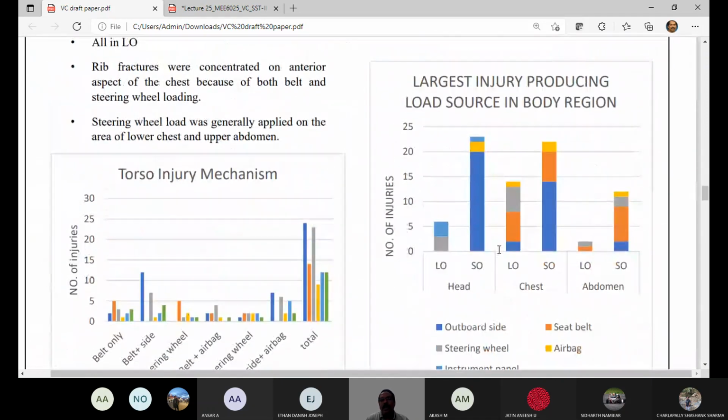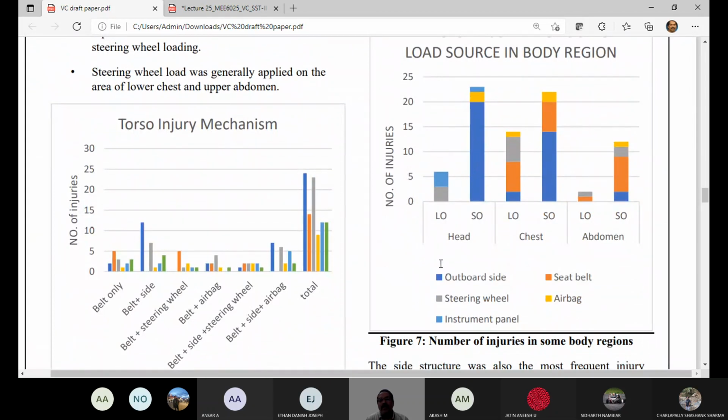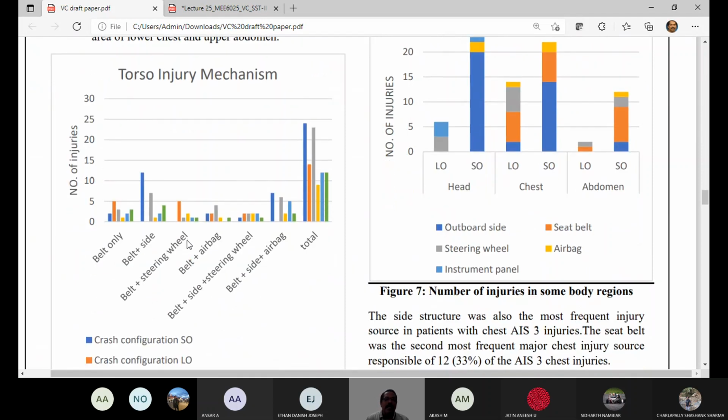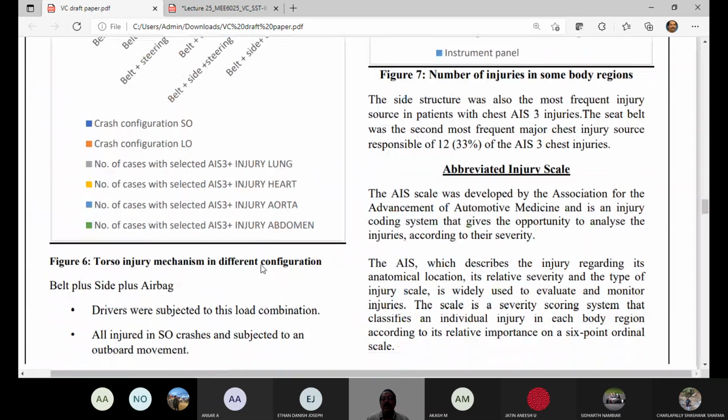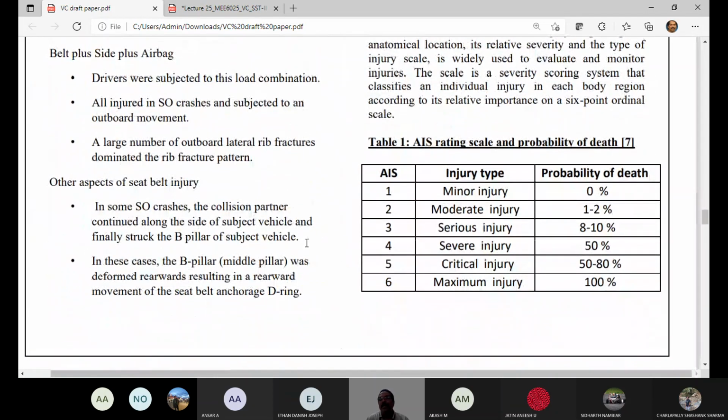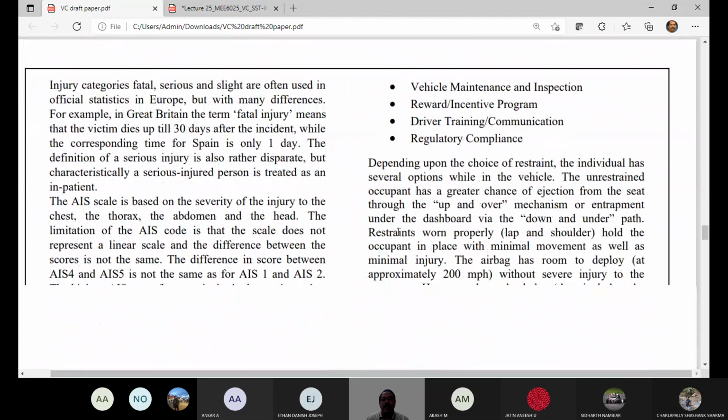And then there is again the largest injury producing load source in the body region. They have again taken the reference to the steering wheel, airbag with the restraint system. What are the loads that come and the number of injuries? And again, the study focused on torso injury, that is the upper chest part, with belt only, belt and side, and various parametric details. So they have taken a good paper and studied it, and confined all of this with respect to the abbreviated injury scale.